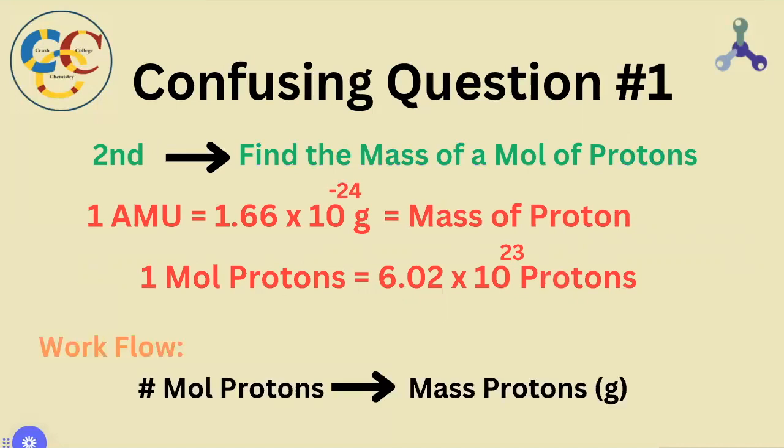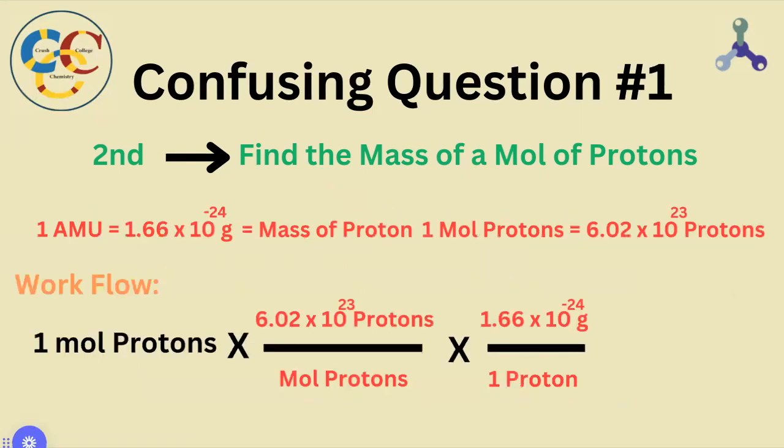And for our workflow, we're going to go from the number of protons that we have to the mass of those protons. The order of conversion is a little bit different from your standard particles to moles to grams, because by its very essence, the question is asking us to derive the molar mass of protons. And so we know that 1 AMU is equal to 1.66 times 10 to the negative 24 grams, which is also the mass of a proton.